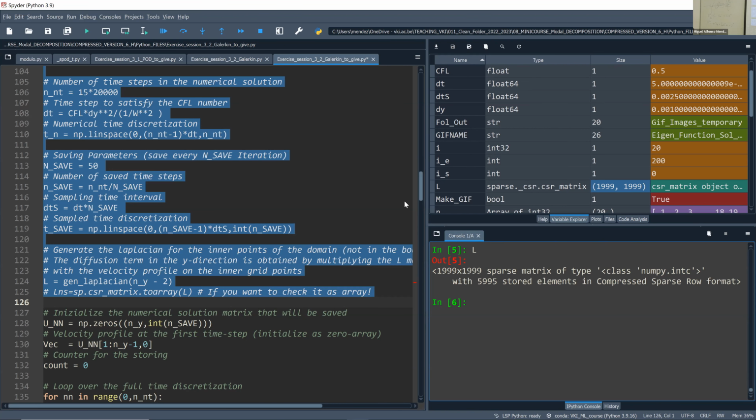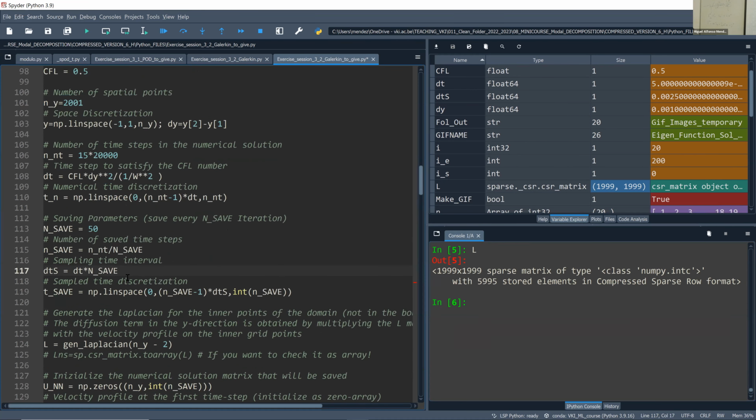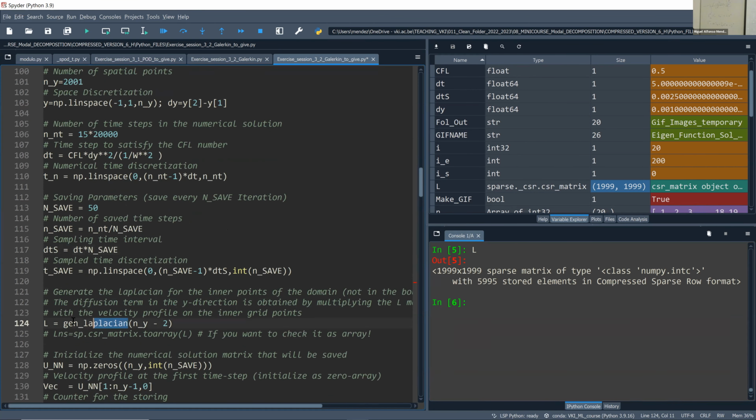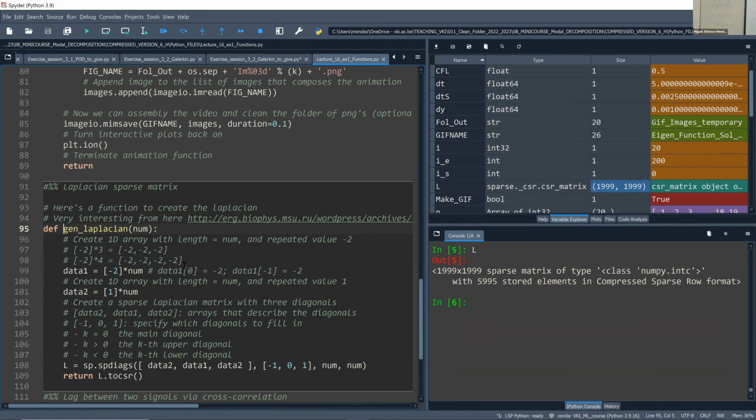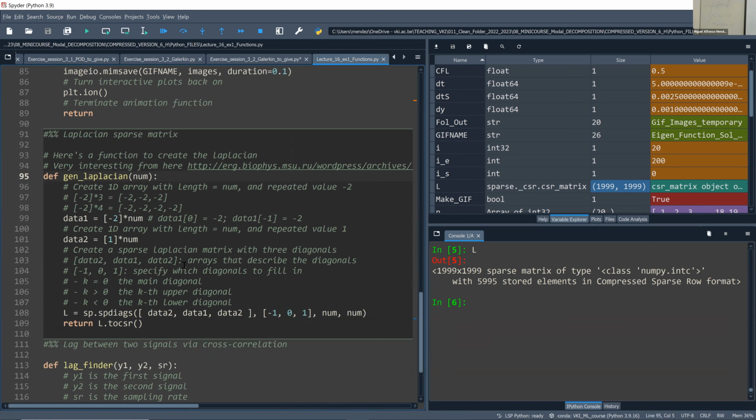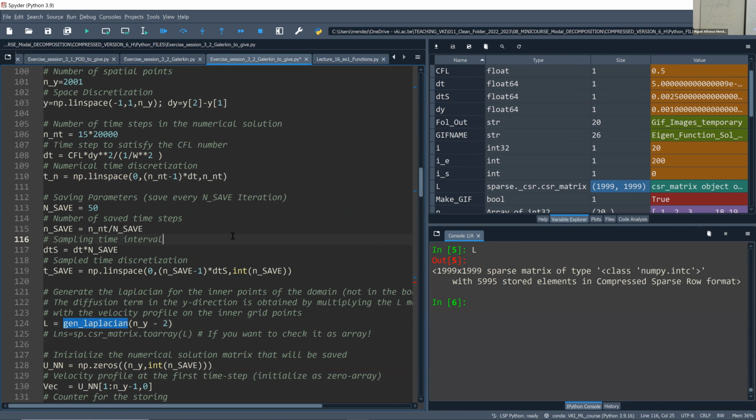If you go into the function, in Python, you can highlight the function and then right click and go to definition, and you find what the function is doing. So it's just creating a string of ones and -2, and then filling it as a tridiagonal matrix. And then at the end, this declaration is to convert it into sparse. Okay. Is everything clear?